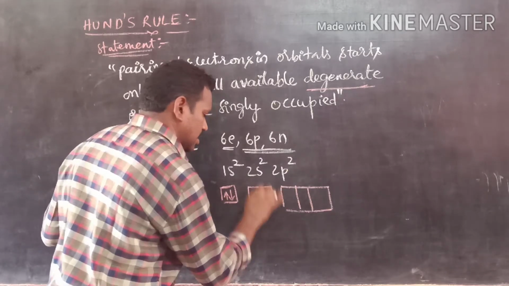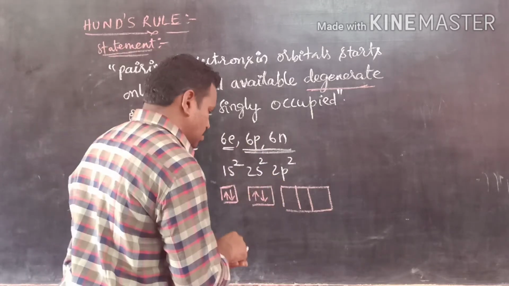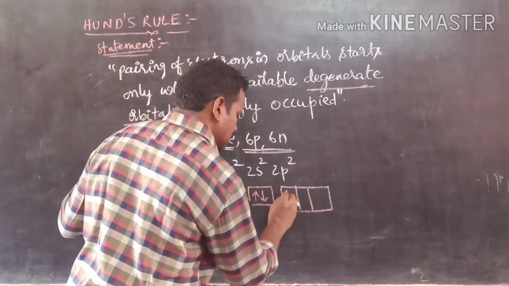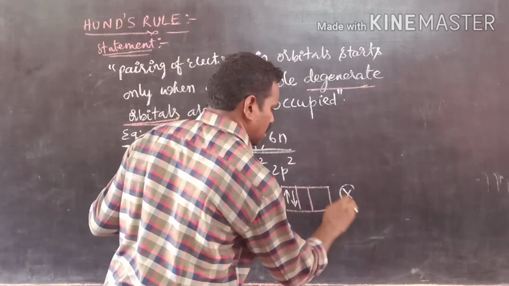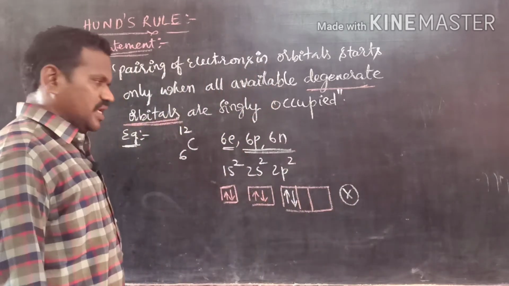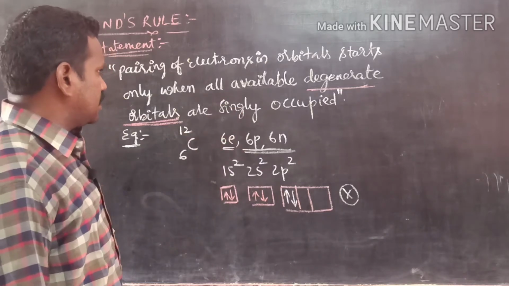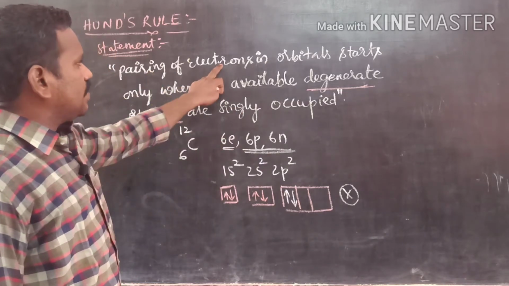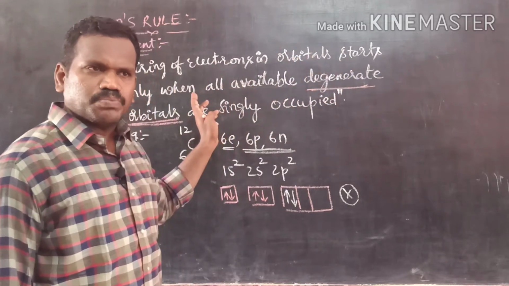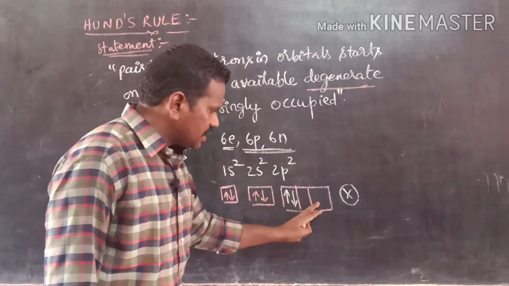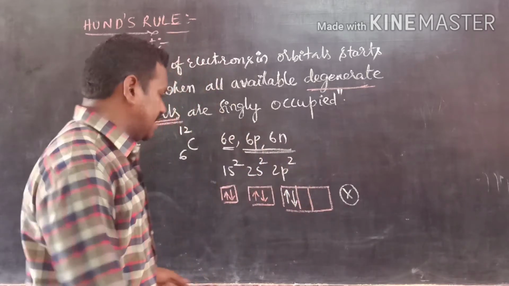Here also 2 electrons are there. In the 2p, one is in the upward direction and the other is in the downward direction. This is the wrong method. Why? As per the statement, pairing of electrons in the orbitals starts only when all the empty orbitals are singly occupied.